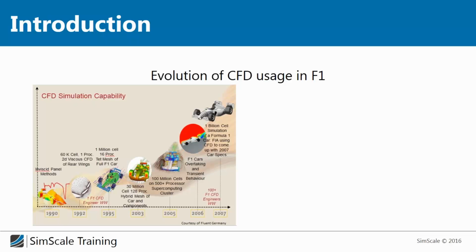This is an old picture I'm sharing with you that was presented by Fluent Germany for many, many years. But it's a nice illustration of the past in Formula One. When I entered around 2000, the methods were not extremely mature, and we could only handle relatively coarse models, and it was really only the top teams that were using CFD to any significant extent.